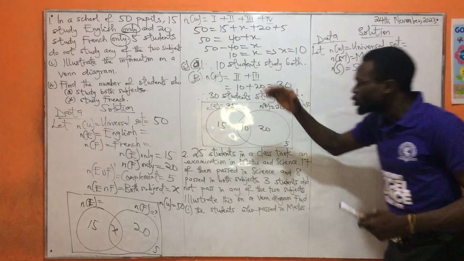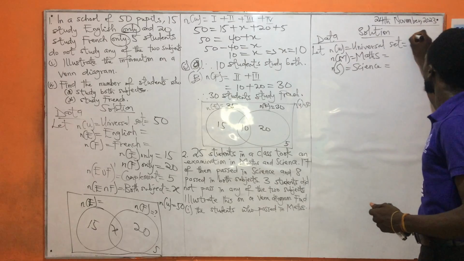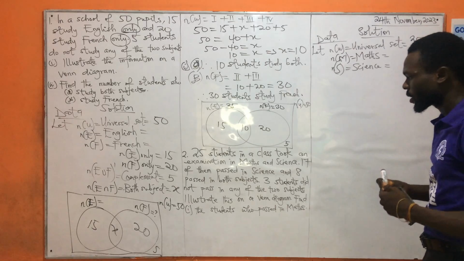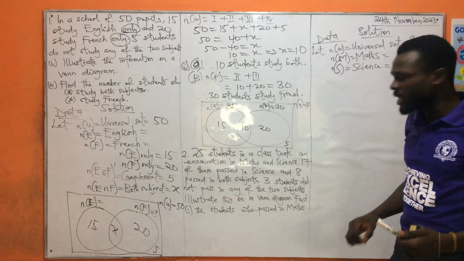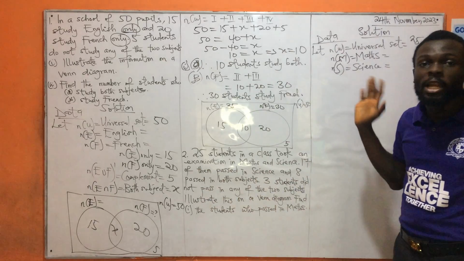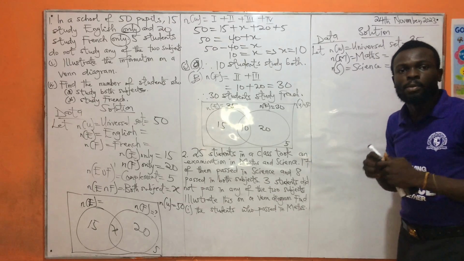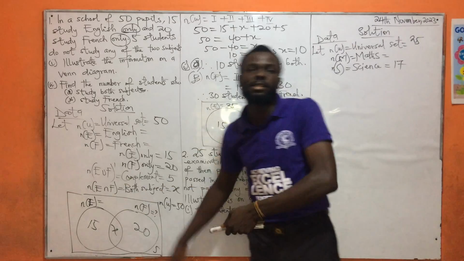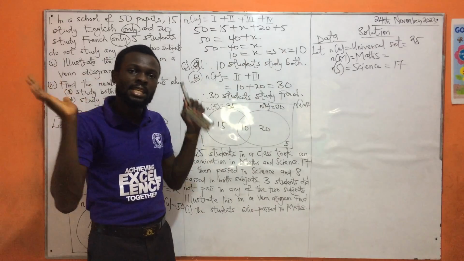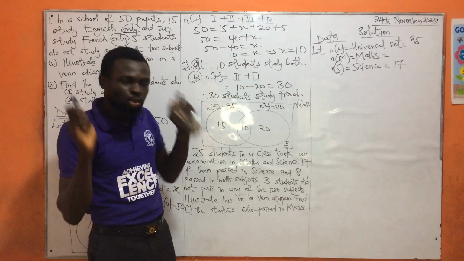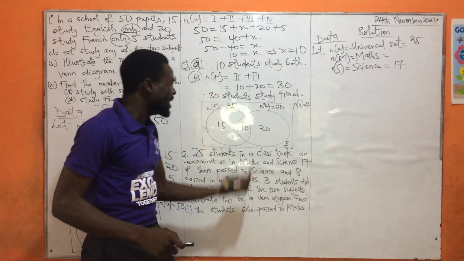So it says that 25 students in a class. So that is the universal set, which is 25. 17 of them passed in science. Now this science, it didn't say only. So I'm going to write the 17 at this portion for the science, because 17 of them passed science. If it stated only, then that one is going to be different. But it didn't say only. So since it is not only, it belongs to what? To science.